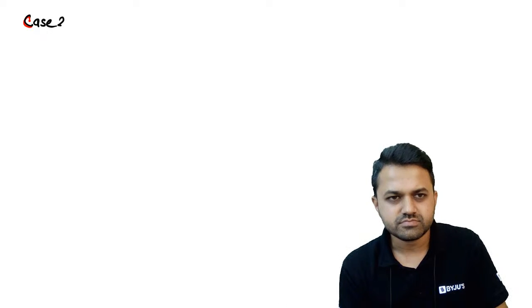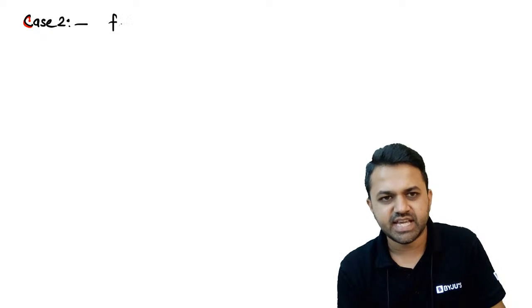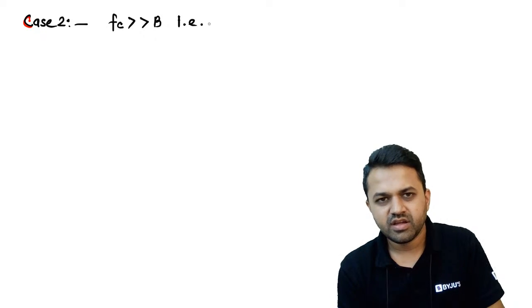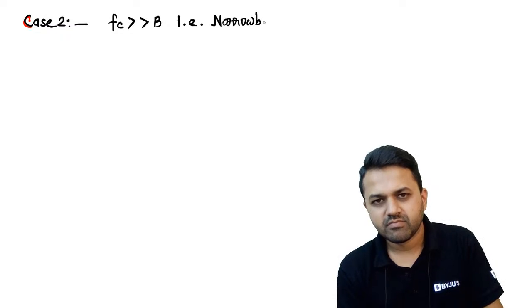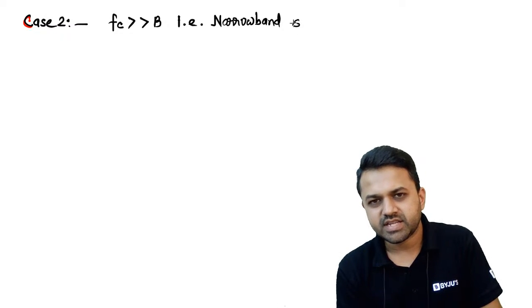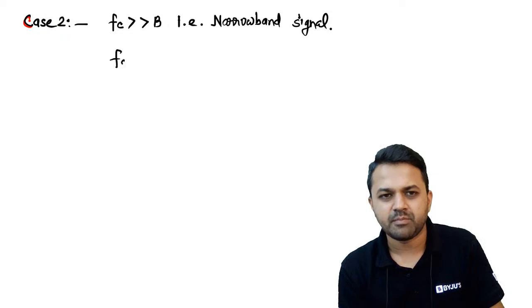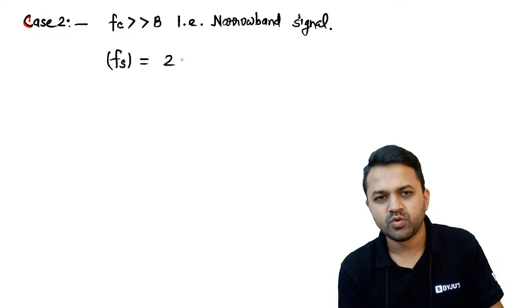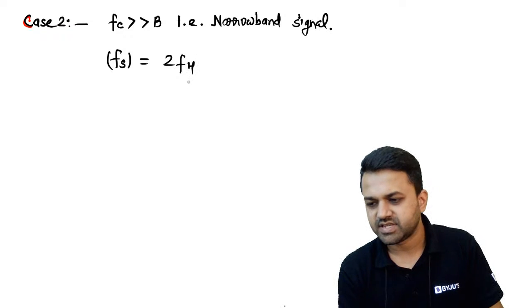Now case 2 is when FC is very much greater than B, that is your narrowband signal. In this case, the sampling frequency will be equal to 2 times the highest frequency.